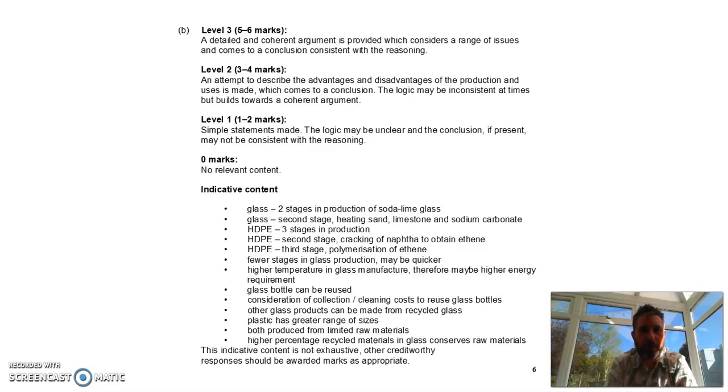Right, mark scheme time. So again, for 5 to 6 marks, a detailed and coherent argument is provided which considers a range of issues and comes to a conclusion. So you pick one. So there's the indicative content. Again, if you want 6 marks, you need to bring something to the table that's not specific to the question, not specific to the information that's given. So something that you brought in yourself, any other information you have. So again, have a look at that. If you want to pause it and check your answer, alternatively, again, it's on the Word document.